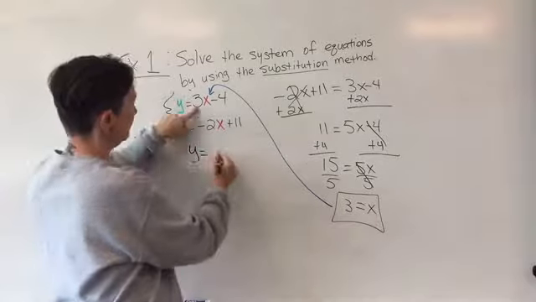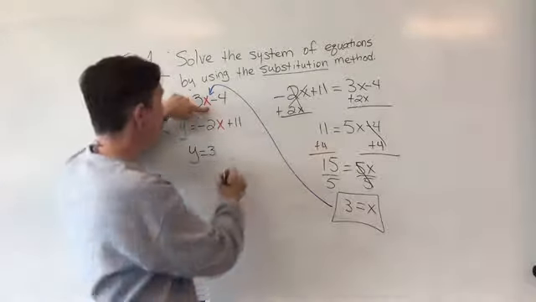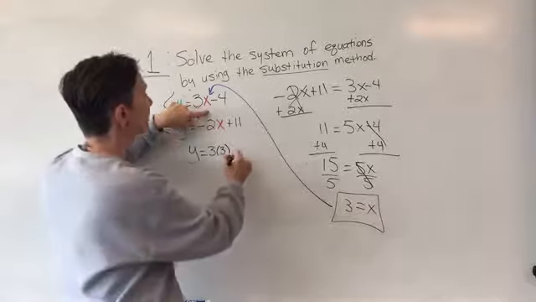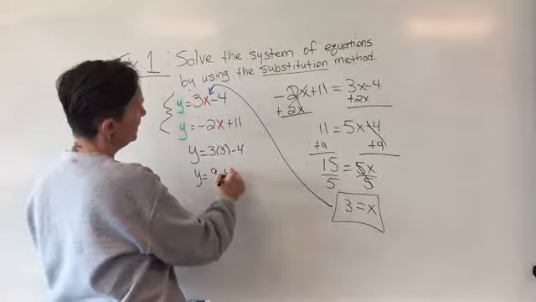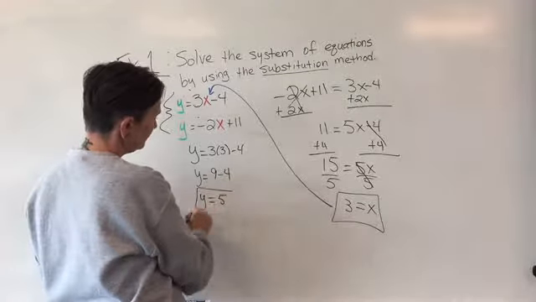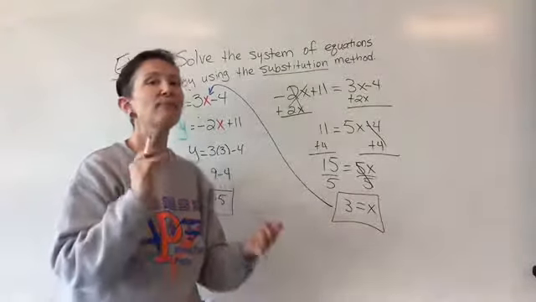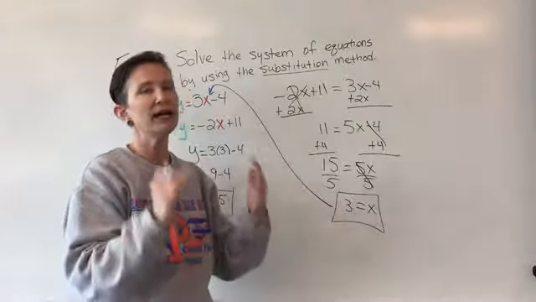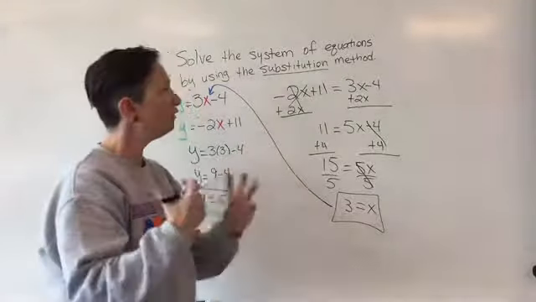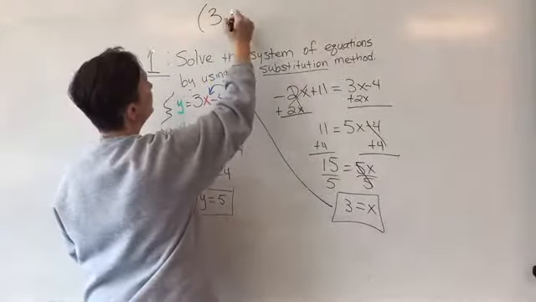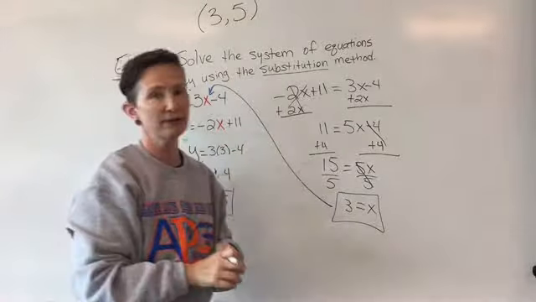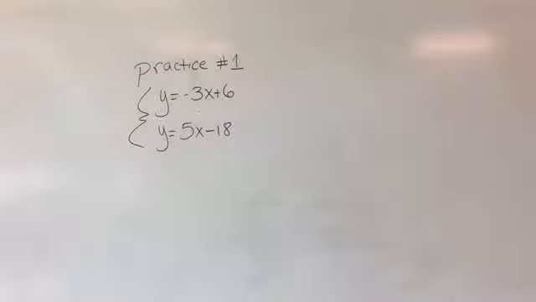So y equals 3 times x, and x is now 3. So 3 times 3 minus 4. I'll do my calculation. 3 times 3 is 9, and 9 minus 4 is 5. Now that I have my x coordinate and my y coordinate, I can write that in my final answer. (3, 5). Now I would like for you to stop the video and practice this problem in your notes.